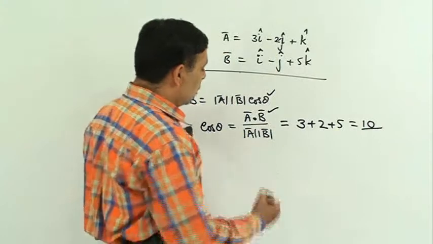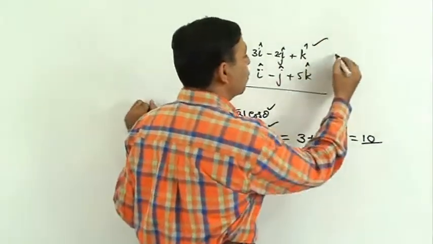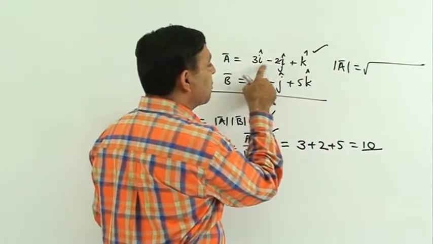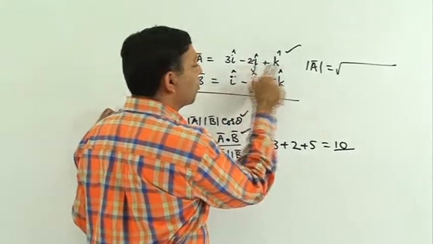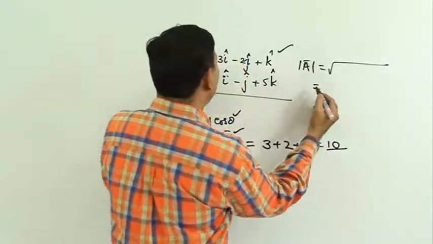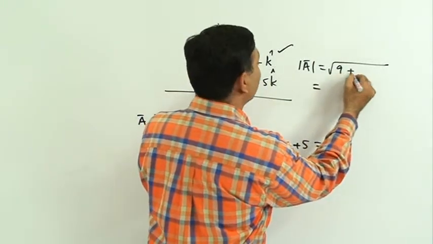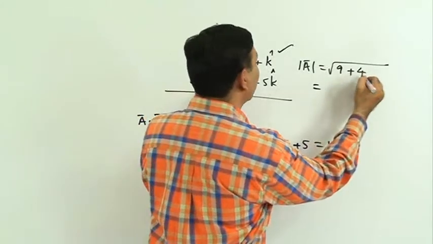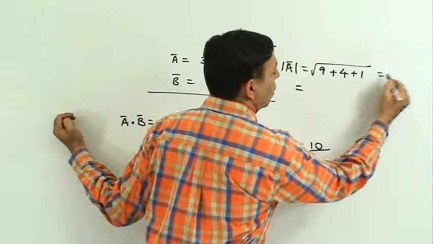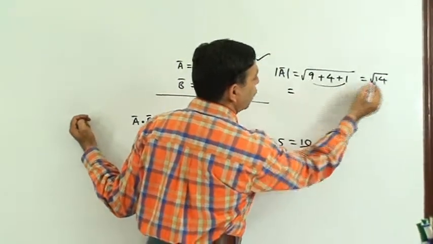And now comes mod A and mod B, which we need to compute. You already know this is the vector A. So what's going to be mod A? You know very well, if it is xi plus yj plus zk, it will be root x squared plus y squared plus z squared. So here it's going to be root over 3 squared, that is 9, plus minus 2 whole square, which is plus 4, and plus 1 squared, 1. So mod A is going to be root 14. This is 1 plus 9, 10, and 4, 14.